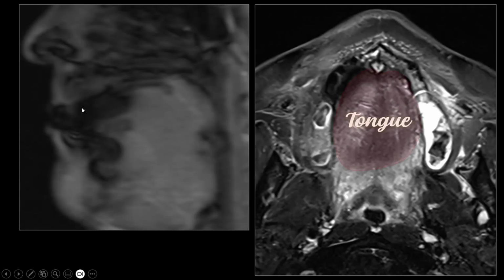Here we see part of the tongue, and this tissue located behind it is the soft palate. We can recognize here the uvula. We even see these muscular structures. And this is probably the levator veli palatini. And then we have tissue with different signal characteristics. So this is the non-muscular tissue of the soft palate.